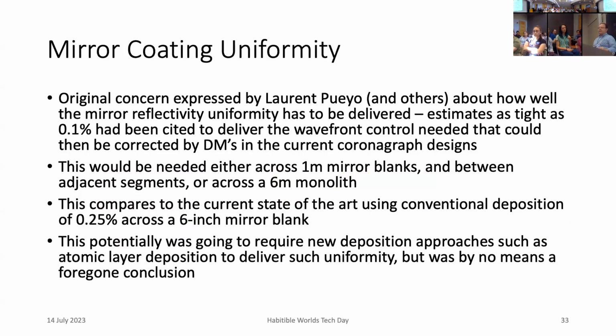Another issue that came up, and Stephen mentioned, was mirror coating uniformity. A few months ago, there was some discussion coming from Laurent and others about how well the mirror reflectivity uniformity had to be delivered, and that the worst case numbers could be as tight as 0.1%, which is actually exceeding the state of the art that Stephen mentioned. And this could be across one mirror blank or indeed between adjacent segments. So this could potentially require a new way to do deposition that is not ballistic in any way, that is as uniform as possible, and that's where things like atomic layer deposition potentially get you where you need to go.